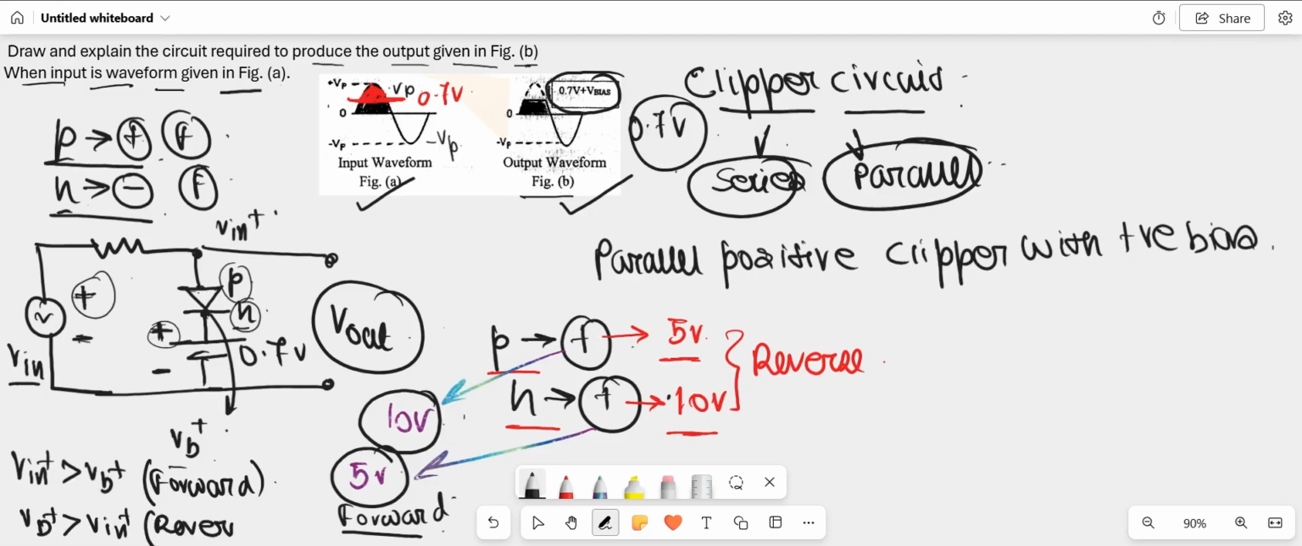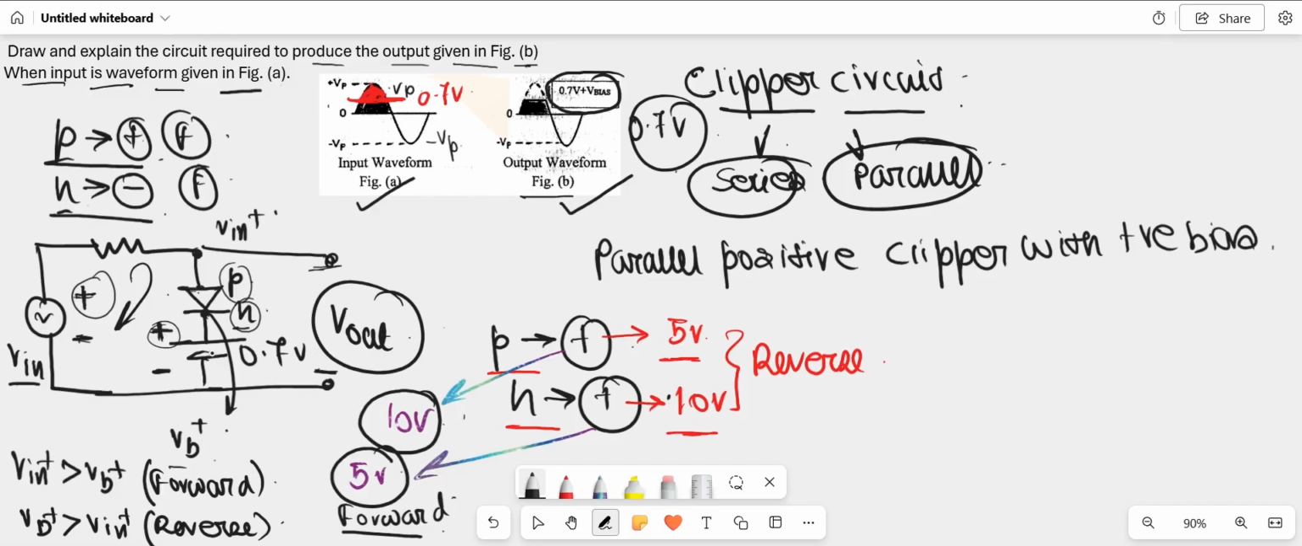will be reverse biased. So as we know in the parallel clipper, if the diode is forward biased, current will flow within this loop and the current will get shorted. So we won't get any output across these two terminals.